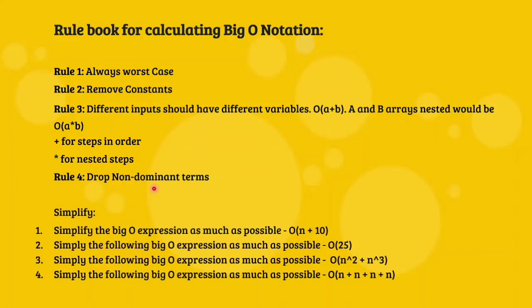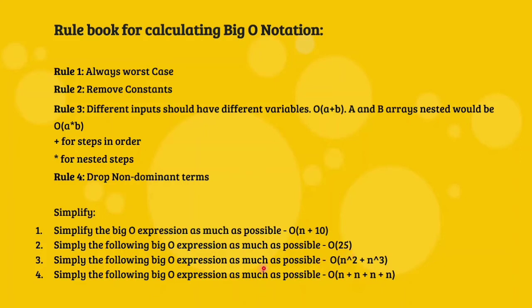Here, we need to simplify the following expressions. We have been given O of n plus 10. As our rule number 2 says, remove constants, so we will end up with O of n only. Simple? Yes. Next we have O of 25. As this is also a constant term, we will remove this 25 and replace it by 1. So we will have time complexity of O of 1 only.